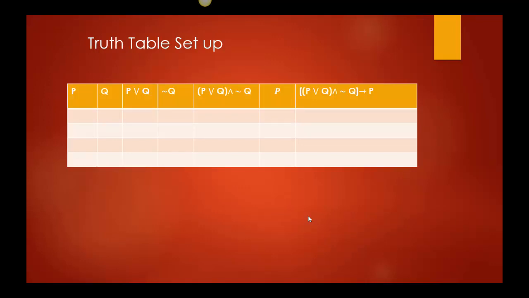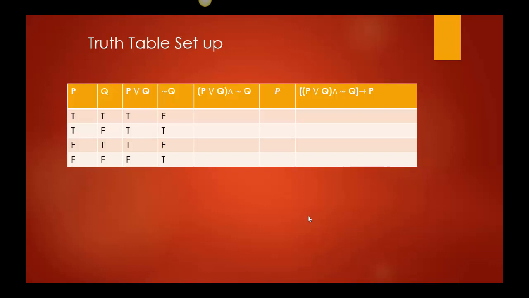So again, I have P and Q, which I know. P is true, true, false, false. Q is true, false, true, false. My first connective is or, and or just says I need one true. So true, true is true, true, false is true, false, true is true. Okay, I had a true in each of those. But the false, false is false. Not Q is simply reverse Q, so I have false, true, false, true.